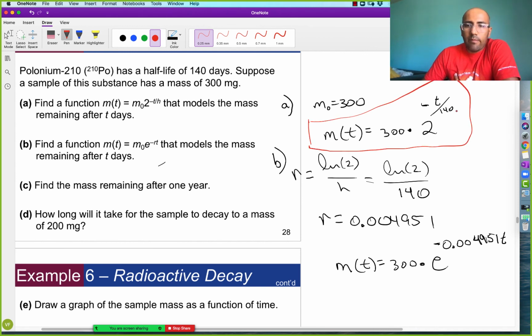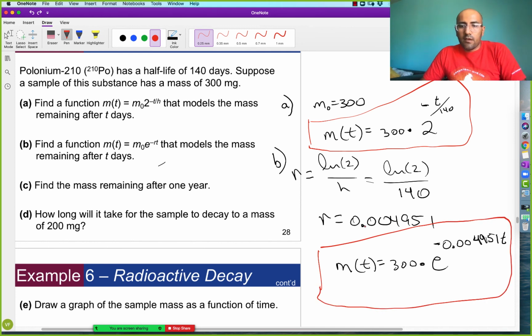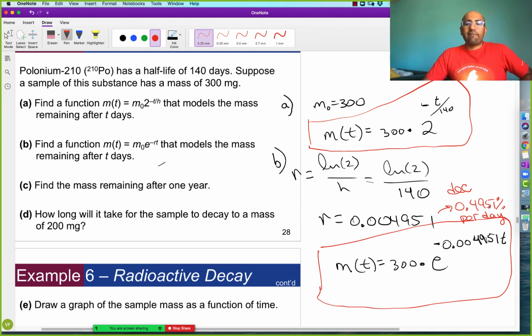This one is describing it by letting me know that the half-life is 140 days. This one is describing it by letting me know that the relative growth rate is 0.004951. It's decreasing at this percent. It's decreasing by 0.4951% per day. Right? It's a decrease. It's decreasing by 0.4951% per day.